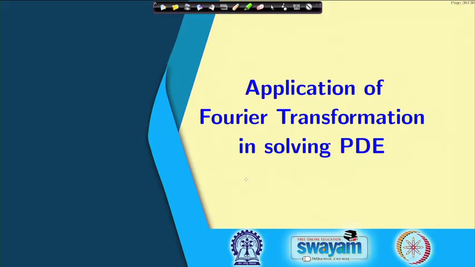In this lecture, we are going to study the solution of partial differential equations using the Fourier transform, that is, application of Fourier transform to PDE. First, we have to study under what conditions I should use the Fourier transform, or when should I use the Fourier cosine transform or the Fourier sine transform, and what the required conditions are.